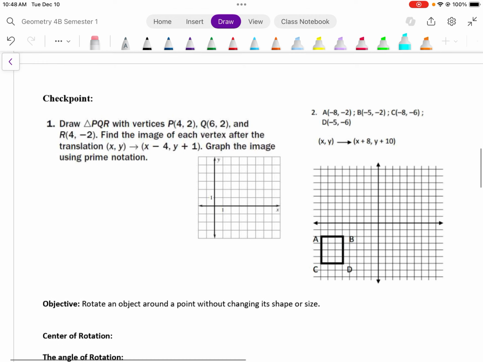Okay. So now these next two, you should try to do them on your own. So pause and then go through the problems. Once you have your answer, you can look on here.